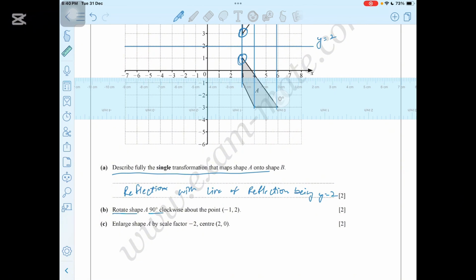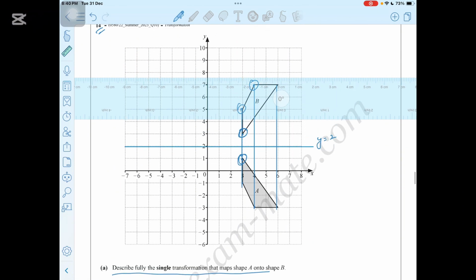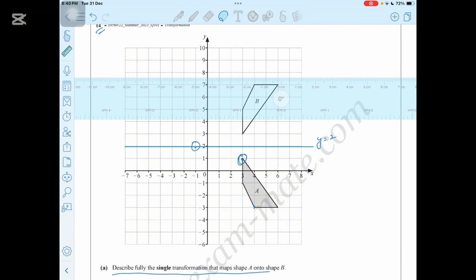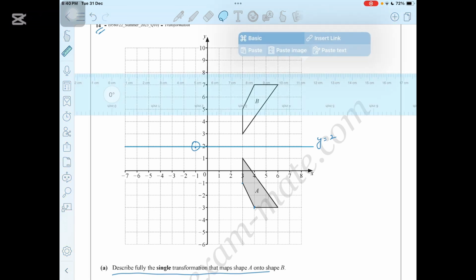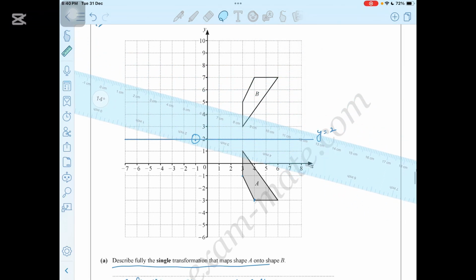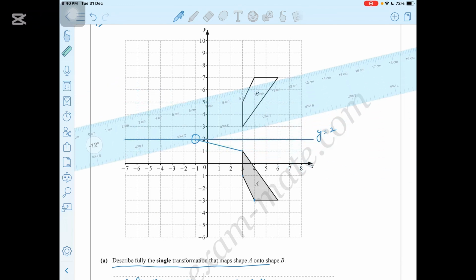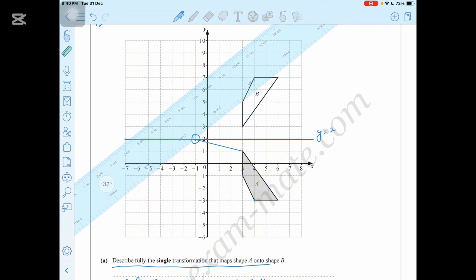Rotate shape A 90 degrees clockwise about the point -1, 2, right? So this is -1 and then 2. We have to rotate shape A. Let's just remove these things and remove our scale. So we have to rotate shape A. We have to take back this thing again, right? So this would be this, sorry, right? And this is 13 degrees, so 13 minus 90 would be 67. Yeah, 67, right?